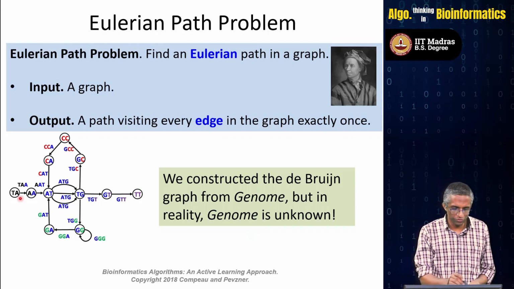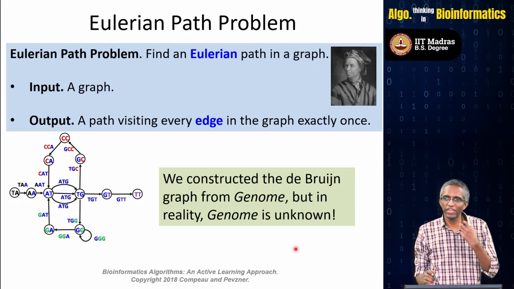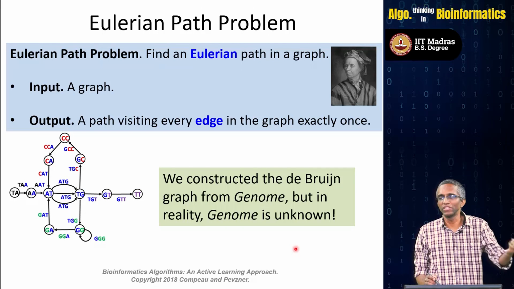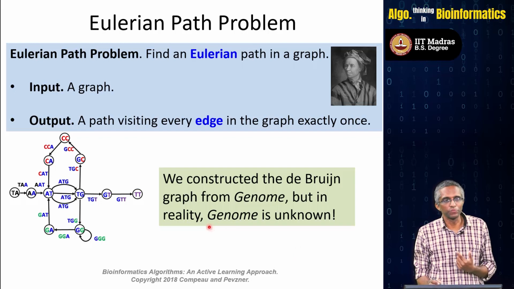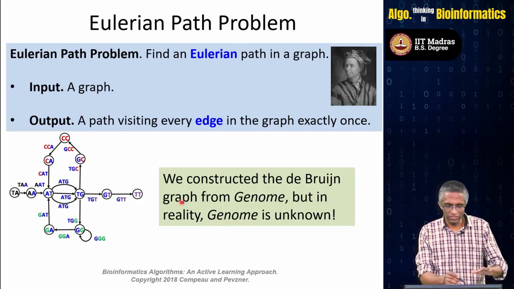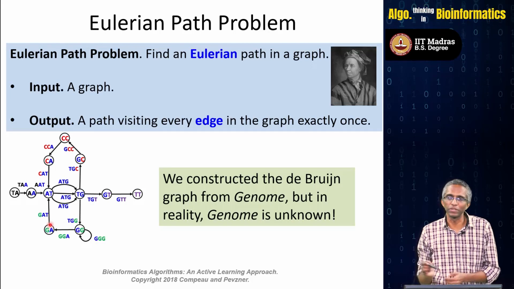When the genome is known, we build this graph, but if the genome is not known, how do you build this graph from just the k-mer composition of the genome? Because the k-mer composition of the genome is what the sequencing machine will give us, these k-length reads. From the k-length reads alone, how do we construct this de Bruijn graph? And then we can find the Eulerian path in this graph to reconstruct the genome.